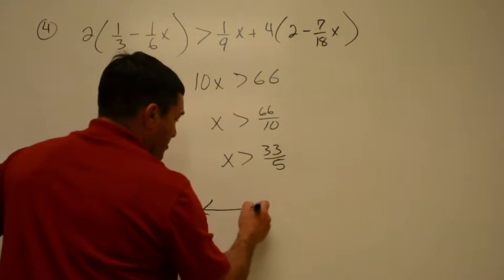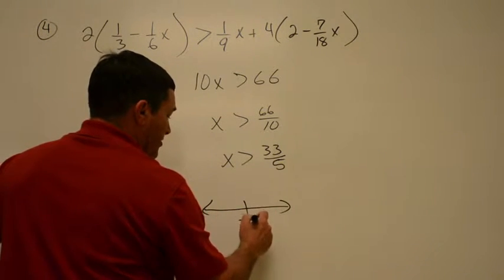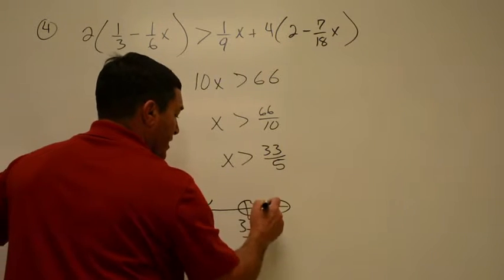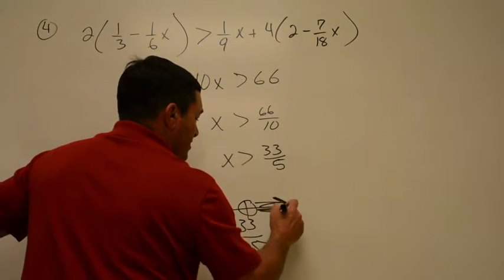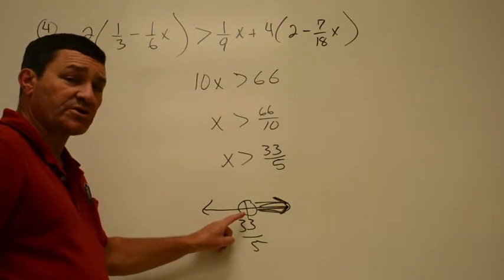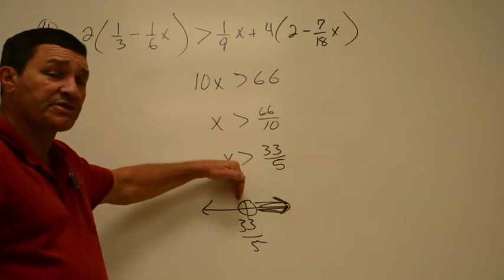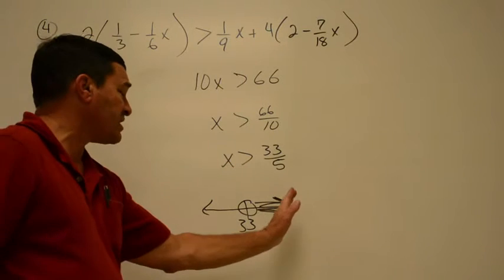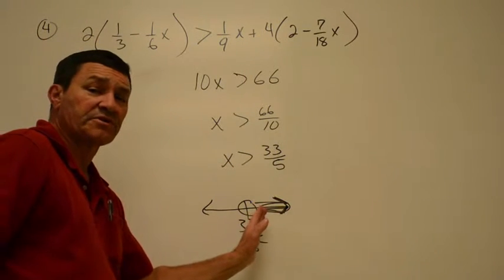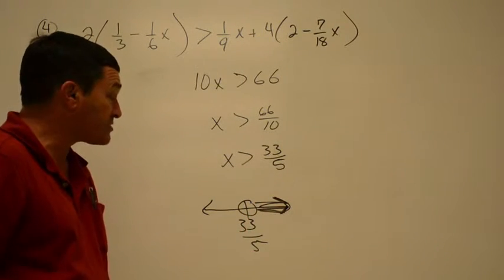Graph your answer, and all you do is just locate 33/5 on a number line. Notice on this problem I used a hollow circle around the point 33/5 because it's strictly greater than. That's the way with the number line graph. You indicate that it's anything getting real close to 33/5 but never equal to 33/5.